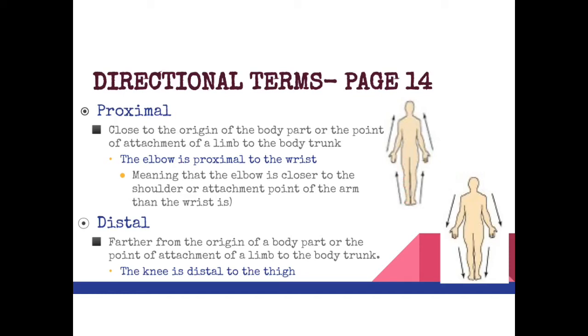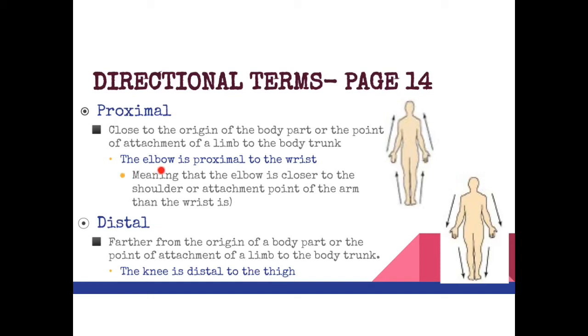Where the legs meet the body trunk, that's at the hip. So anything that's close to the hip or close to that point of attachment of the leg to the body trunk is a more proximal structure. Same with the arm to the shoulder. Okay, the shoulder is much more proximal because it's actually right at the attachment of the arm to the body trunk.